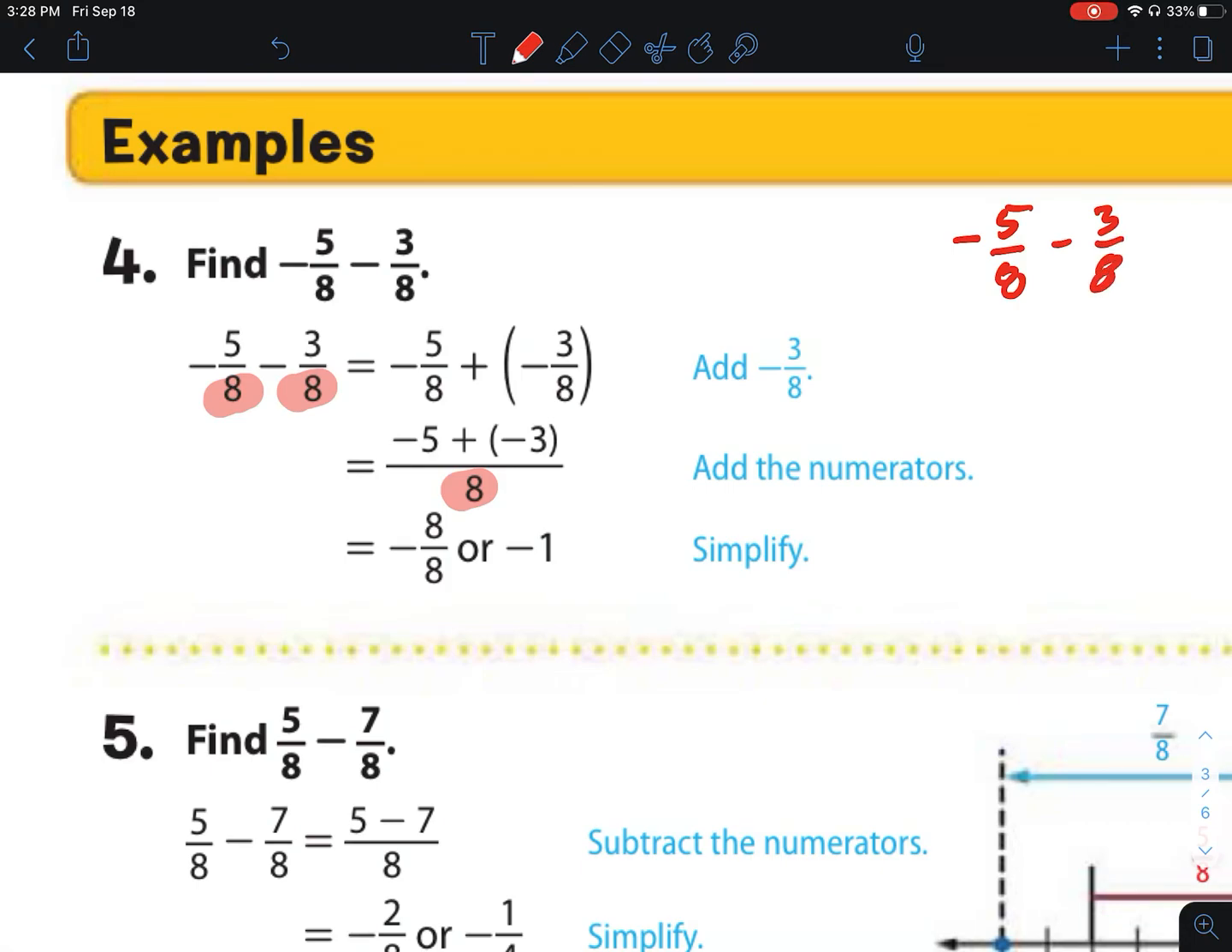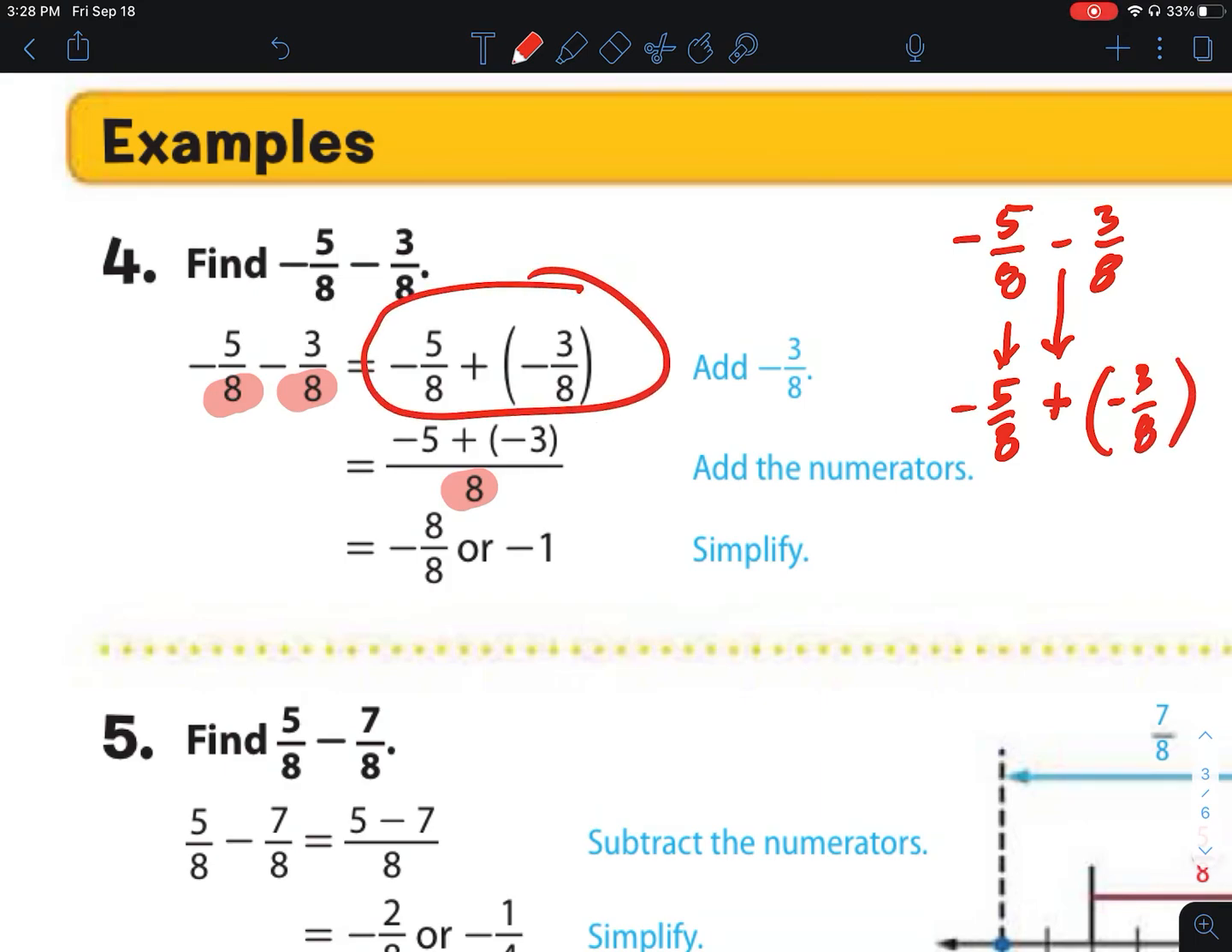Using what we know about adding and subtracting integers, we bring this down, negative 5/8. And when subtracting, you're adding its opposite. So you're adding the opposite of 3/8, which is negative 3/8. And that's why you have this expression right there. Okay, now we're back to addition. So we keep the denominator the same, and we simply add negative 5 plus negative 3.